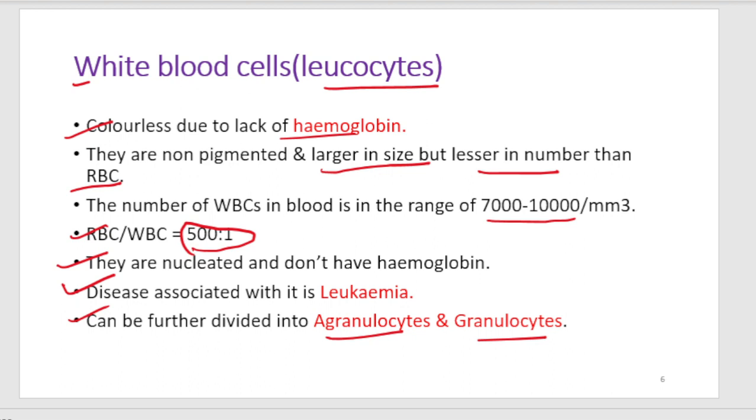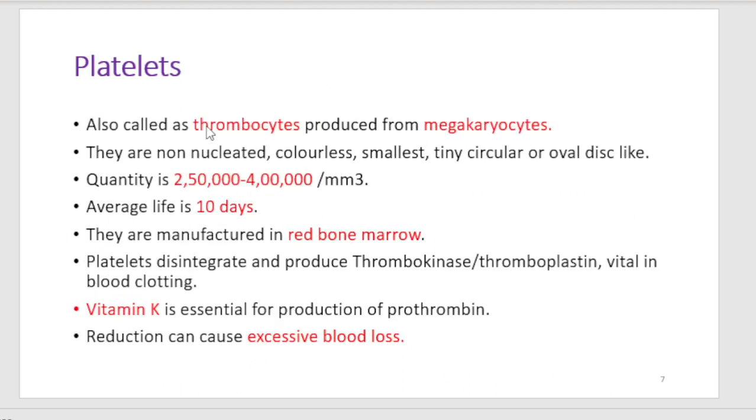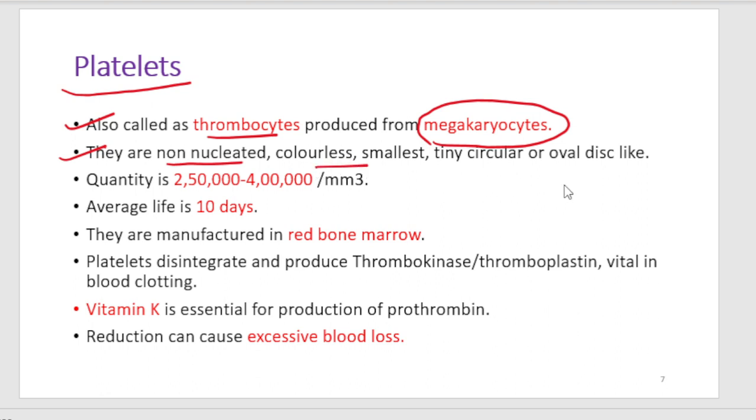Now let's come to the next blood component, that is platelet. Platelet is also called the thrombocyte. It is produced from megakaryocyte. They are generally non-nucleated, colorless, and the smallest oval or disc-like structure. Their quantity is approximately 2.5 to 4 lakh per mm cube.